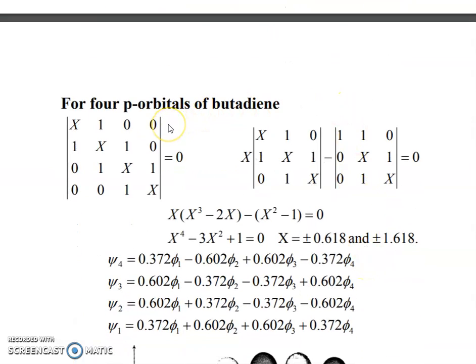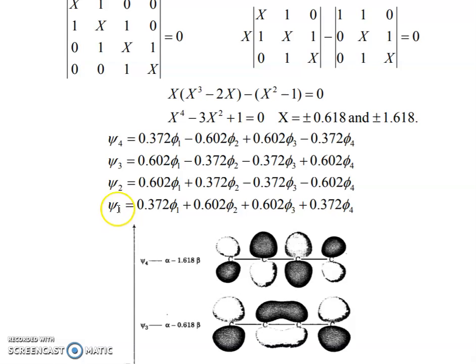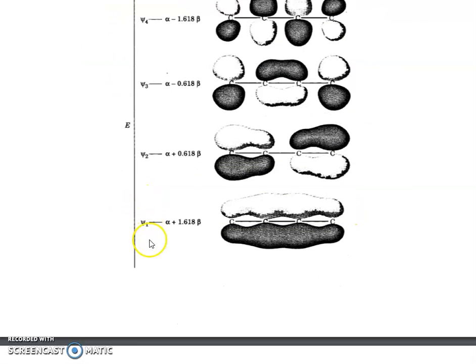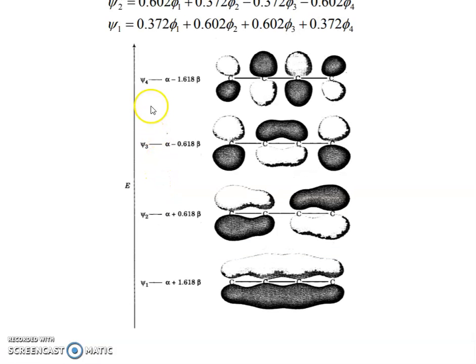For 4p orbitals of butadiene, again you have to solve this. So we have the 4: psi 1, psi 2, psi 3, psi 4. So here you can see 0.37251, 0.60252, and so on. So we have psi 1, psi 2, psi 3, psi 4. This is the bonding and anti-bonding. So 2 in bonding and 2 in anti-bonding.